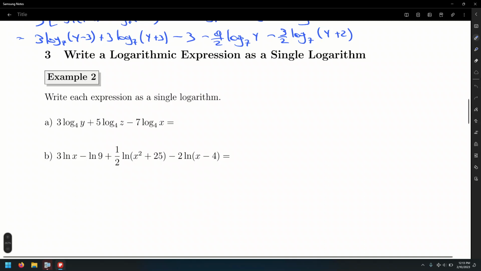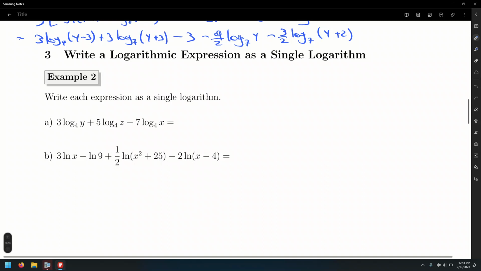And last but not least, you might remember that SmackDown basketball rule. For the expansion we did the SmackDown. Now we're going to do the reverse. We're going to do the basketball property. You'll see how it works this time. So let's have a look at this first example.